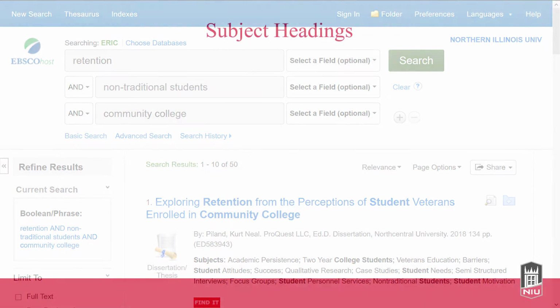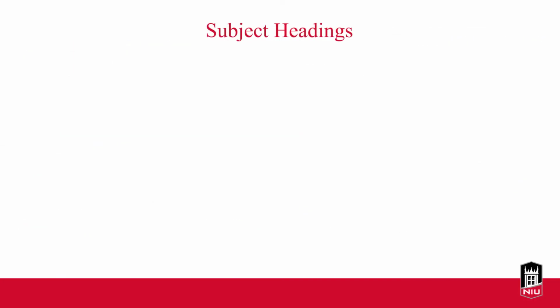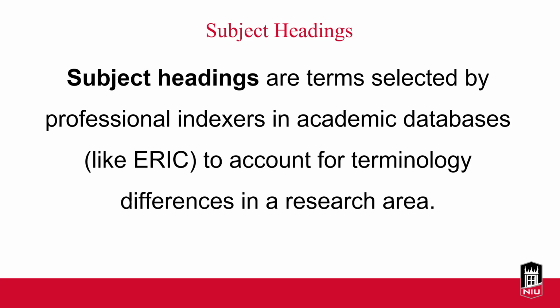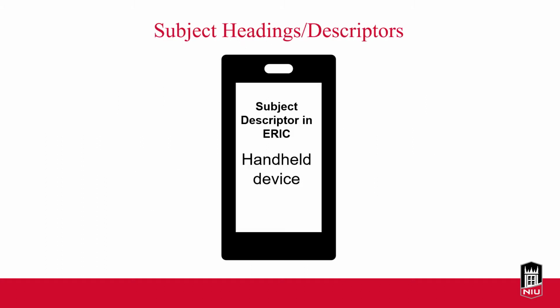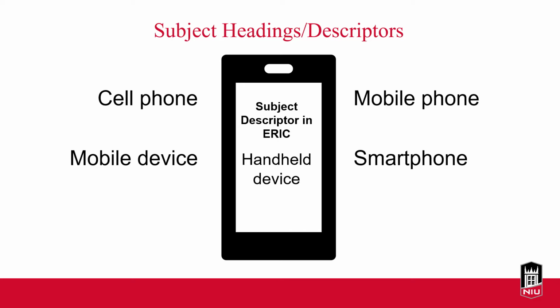Subject headings, which are also called descriptors in ERIC, are terms selected by professional indexers in academic databases to account for terminology variations in a research area. If there are multiple ways to describe a topic, the indexer selects a single term and then tags each article in the database with it. For example, the subject heading handheld devices would be applied to all articles that use that exact phrase, or phrases such as cell phone, mobile device, mobile phone, or smartphone.